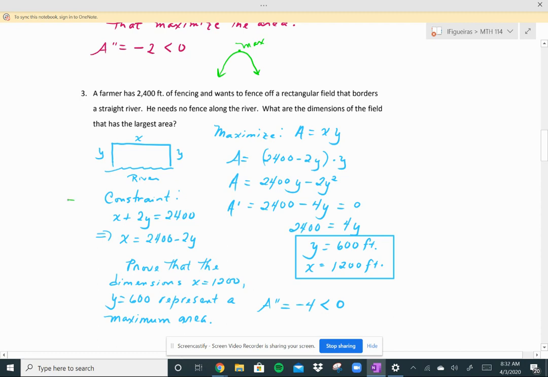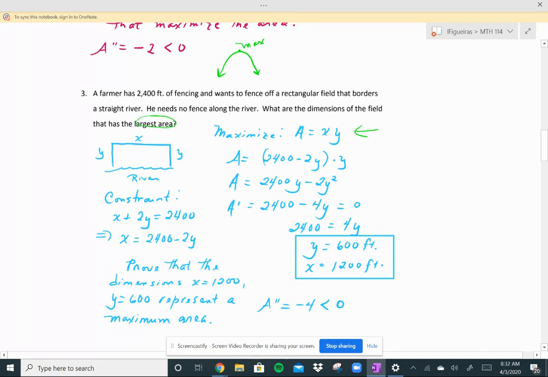So our constraint is the information regarding fencing. So the farmer has this field. He has a fence around 3 sides of the field, no fence where the river is. So that means that my constraint is x plus 2y equals 2,400. Okay, but that's not what we want to maximize. We want to maximize the area. Again, you're told you're looking for the dimensions with the largest area.